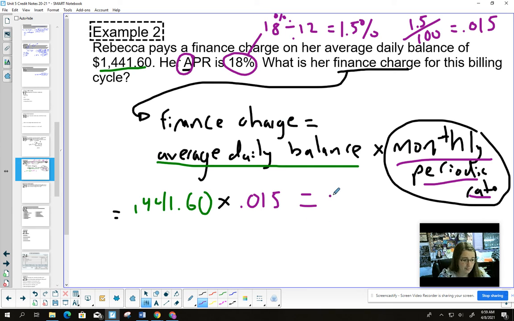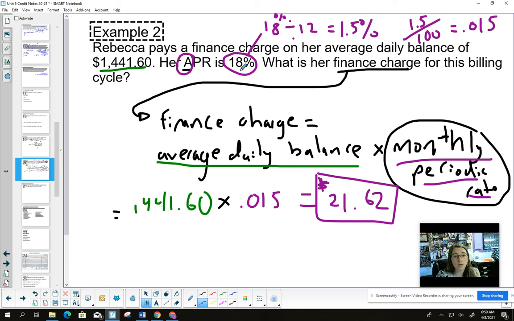So 21.62. Not totally terrible, right? Again, we tend to think of credit cards as being super evil, but really, when we see these super high interest rates, that's because that's the whole year, right? If we're looking at a month, it really isn't as bad. We're going to learn later still about why, even though the interest is not as terrible as you might think, it can get bad if you do a certain thing. We're going to talk more about that later.